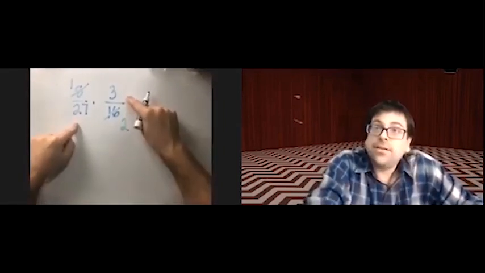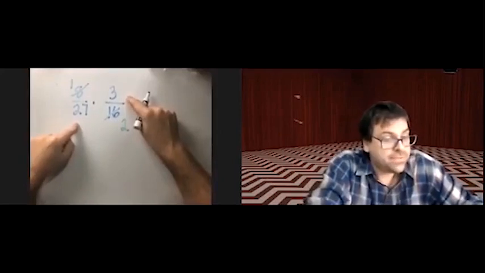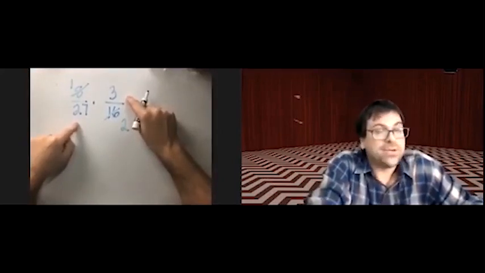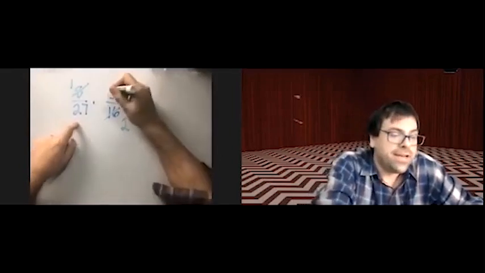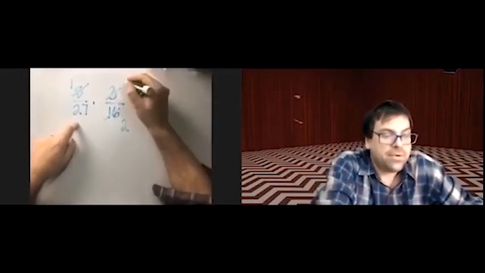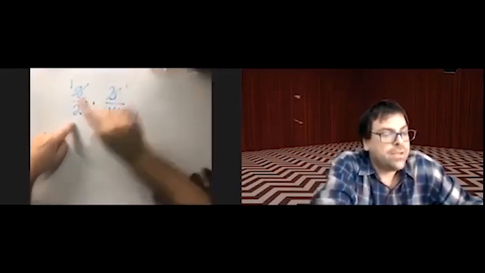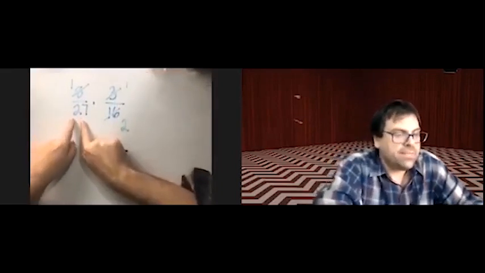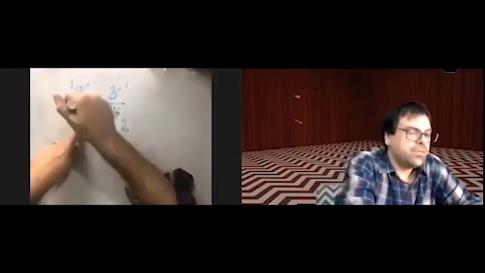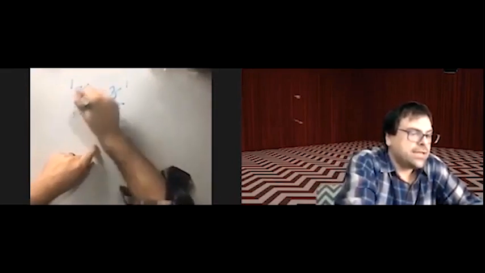3 and 27 share some factors. One in particular, 3. 3 can be divided by 3. 3 divided by 3 is 1. 27 can be divided by 3. 27 divided by 3 is 9.